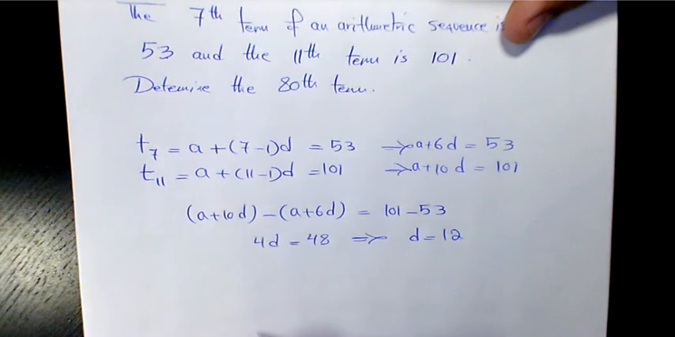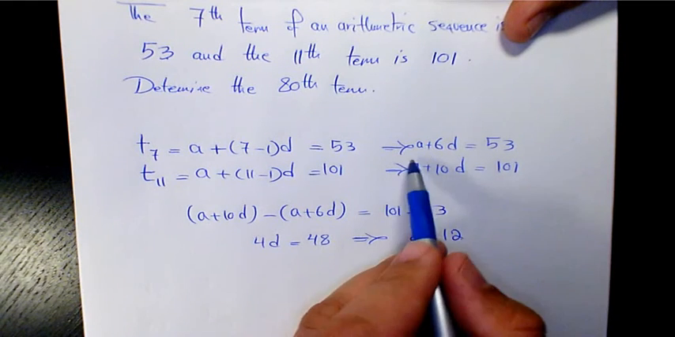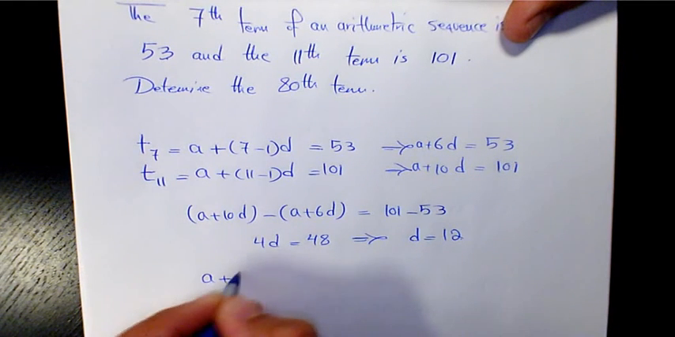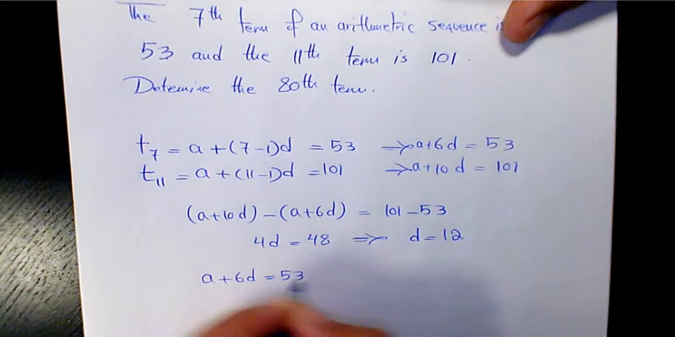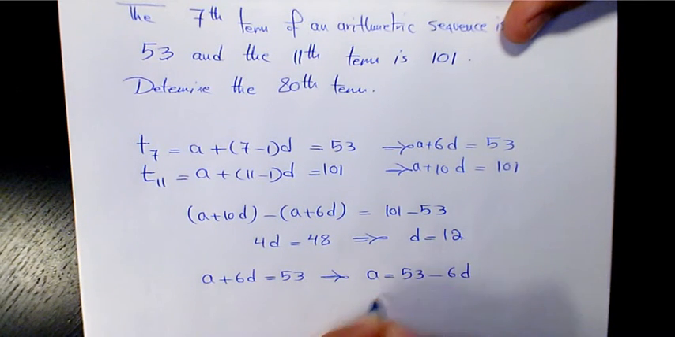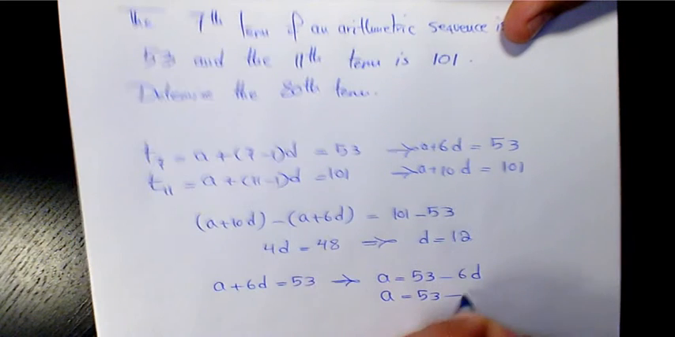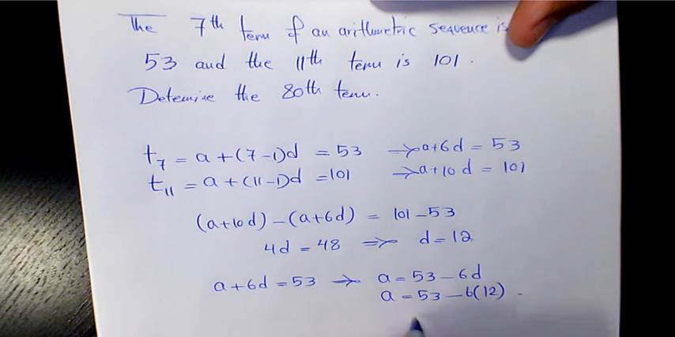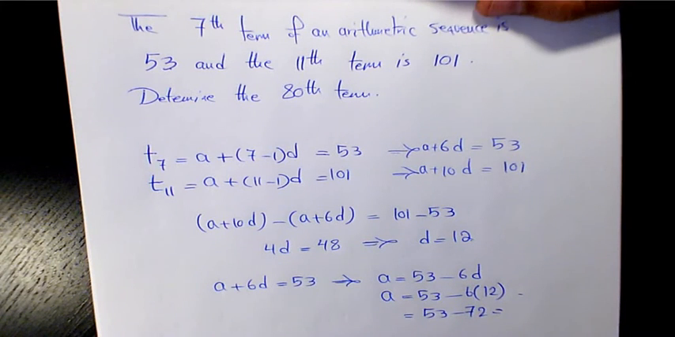So now we can find out the 80th term. Before that, we need to find A. We know A plus 6D is 53. It means that A equals 53 minus 6 times 12, which is 53 minus 72. 53 minus 72 is negative 19.